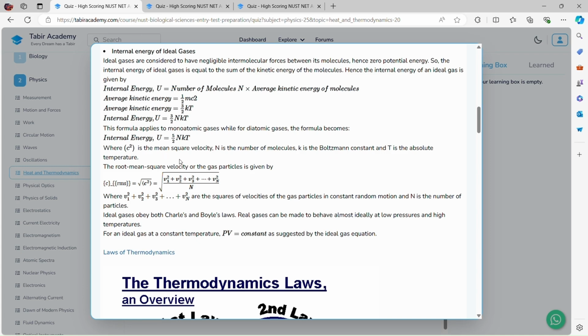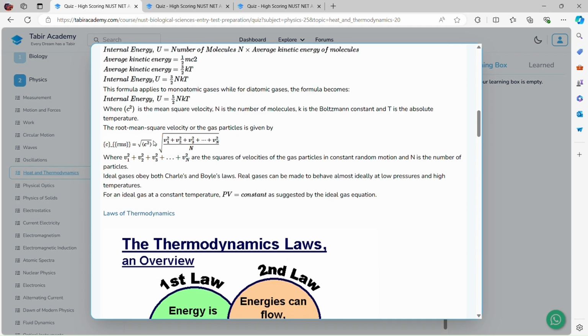The root mean square velocity of the gas particles is given by c_rms equals the square root of c², which is equal to the square root of (v1² plus v2² plus v3² plus ... plus vn²) over N, where v1² plus v2² plus v3² plus ... plus vn² are the squares of velocities of the gas particles in constant random motion, and N is the number of particles. Ideal gases obey both Joule's and Boyle's law.